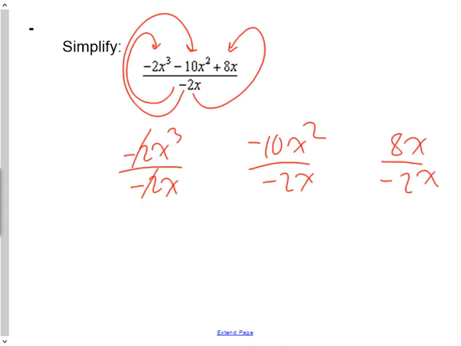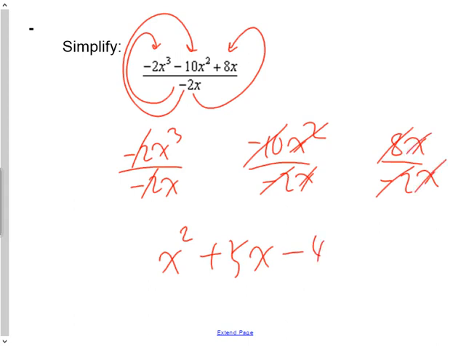Divide your coefficients. -2 divided by -2 is 1. X cubed divided by x is x squared. So you get 1x squared, or just x squared. -10 divided by -2 is a +5. X squared divided by x is simply an x. And finally, 8 divided by -2 is -4. X divided by x is 1. So I could actually put times 1 there, but I know that it doesn't affect it. So I'm just going to leave it as that, -4. And that's the solution to that trinomial divided by -2x.